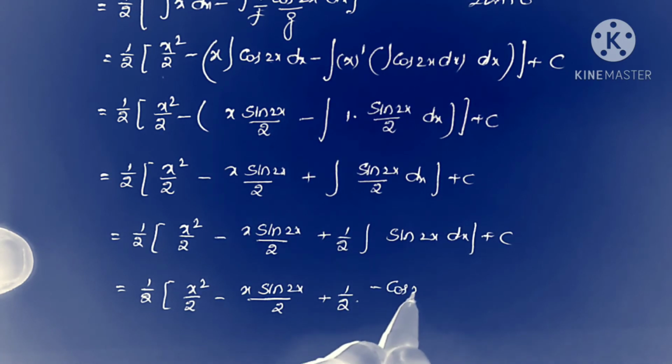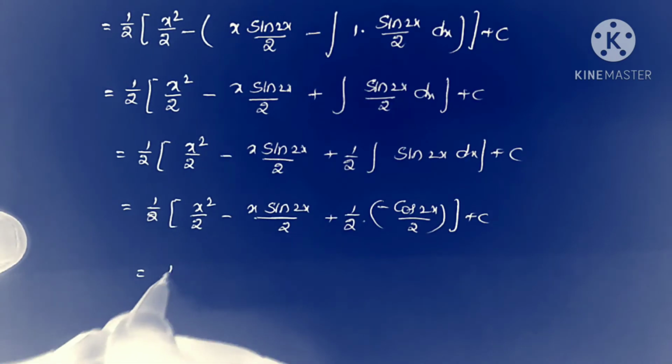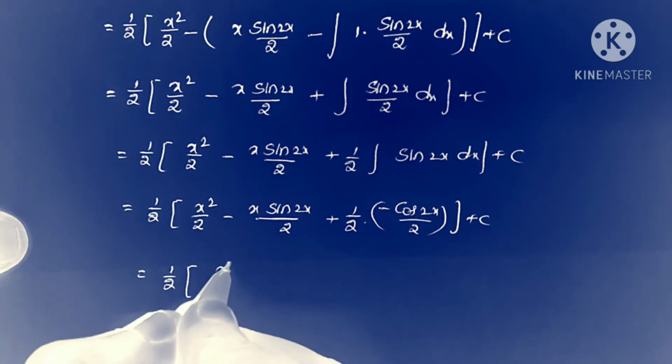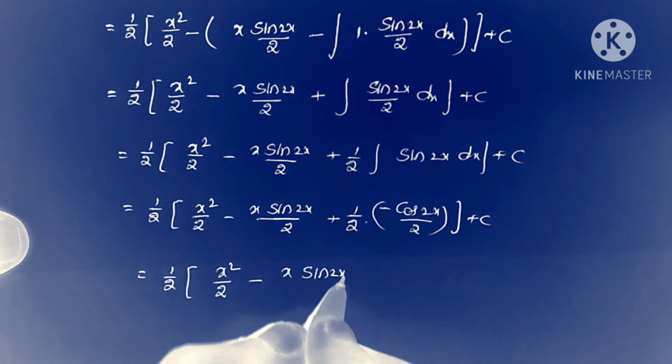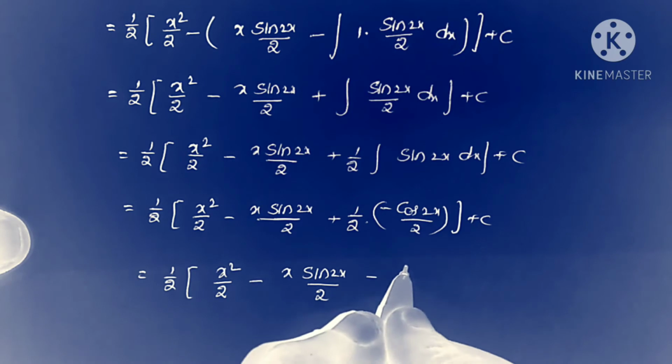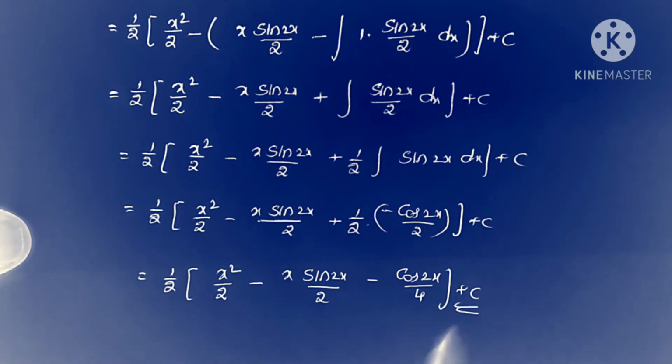What is the integration? Minus cos 2x by 2 plus c. Therefore, the answer is 1 by 2 into x square by 2 minus x sin 2x by 2 plus of minus cos 2x by 4 plus c. That's all. This is the answer.